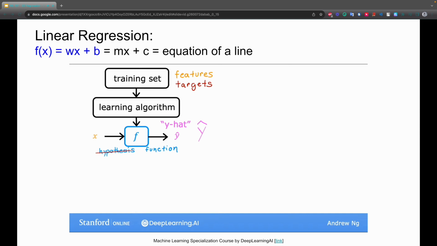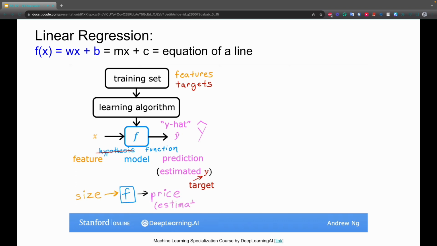The function f is called the model. X is called the input or the input feature, and the output of the model is the prediction y hat. The model's prediction is the estimated value of y. When the symbol is just the letter y, then that refers to the target, which is the actual true value in the training set. In contrast, y hat is an estimate. It may or may not be the actual true value. Well, if you're helping your client to sell the house, the true price of the house is unknown until they sell it. So your model f, given the size, outputs a price which is the estimated, that is the prediction, of what the true price will be.